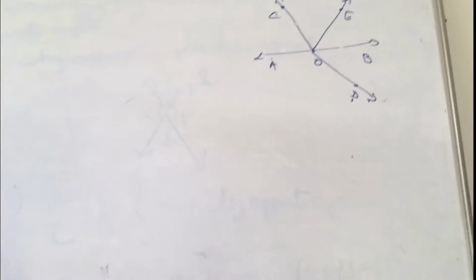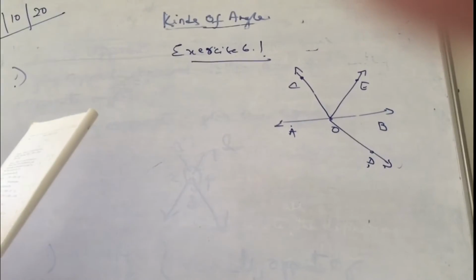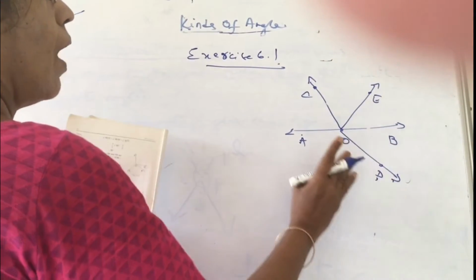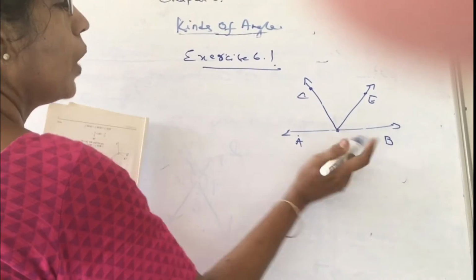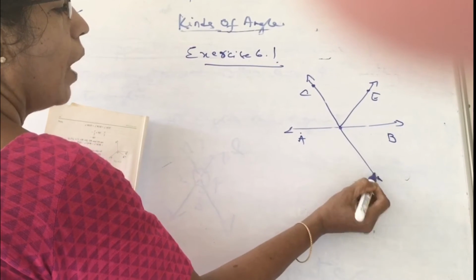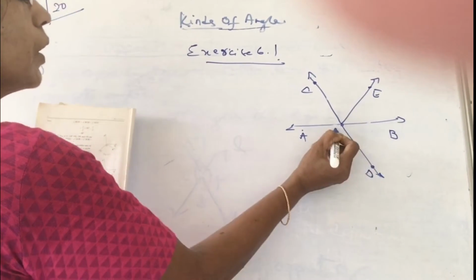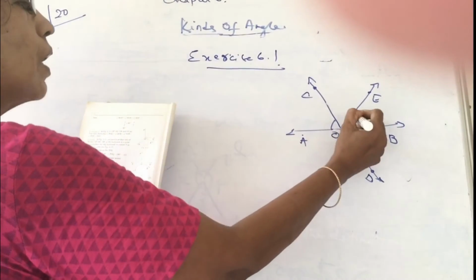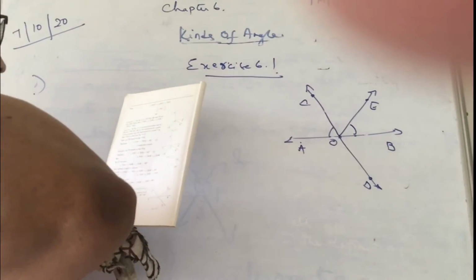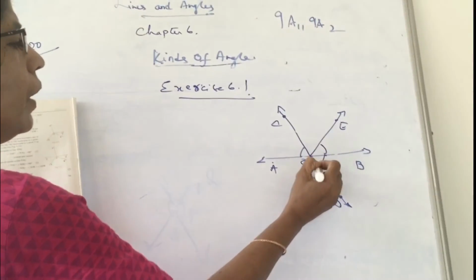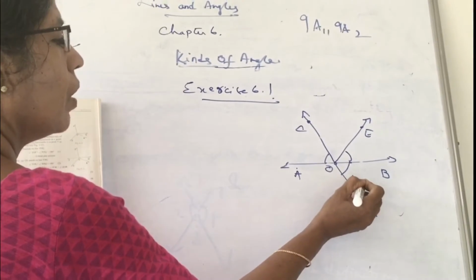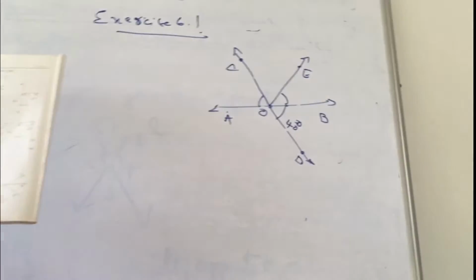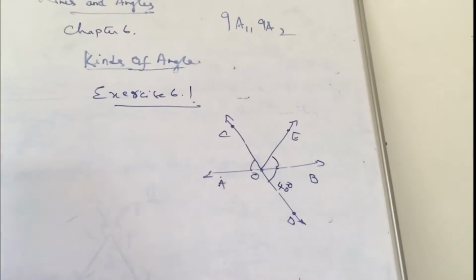This is the given figure, children. Lines AB and CD intersect at O. The two lines AB and CD intersect at O. Angle AOC plus angle BOE is 70 degrees and angle BOD is 40 degrees. Find angle BOE and reflex angle COE.